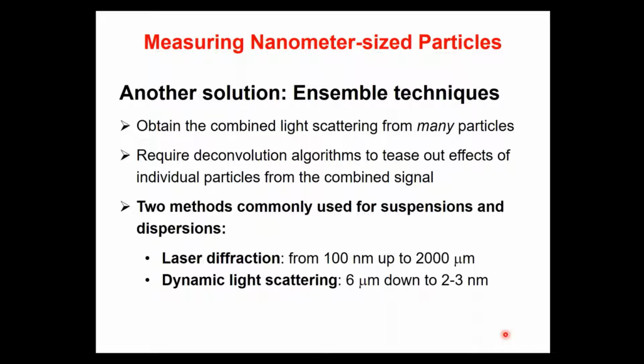Dynamic light scattering, on the other hand, is good down to 2 or 3 nanometers, although some vendors will talk about fractions of a nanometer as their lower detection limit. That has not been my experience. We also have an upper limit, practically speaking, of a few microns or so, and we'll see why that is in just a moment.